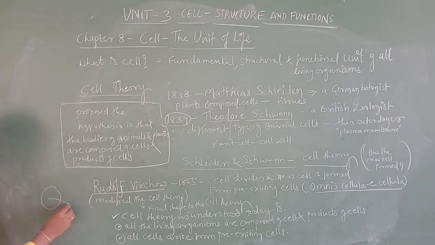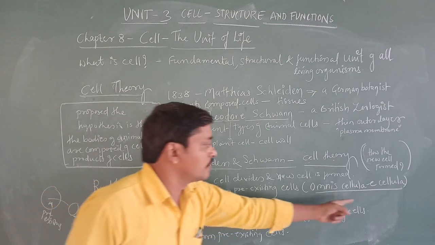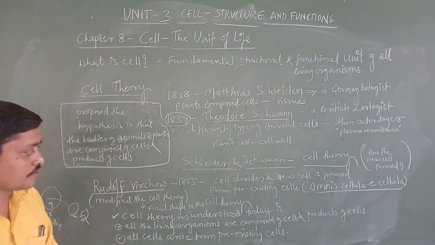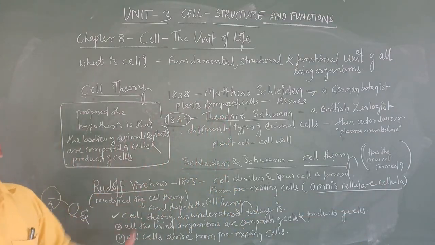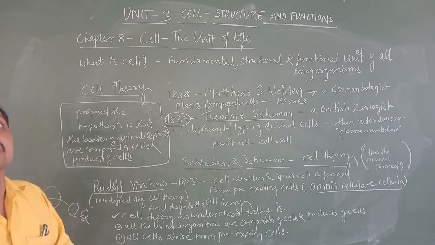Then this cell is divided into two cells. In the sense, one became two. This new cell is going to form from a pre-existing cell, that is, the cell that was there before gives rise to the next cell. That is what "omnis cellula e cellula" means. Understood? So this video is about how the cell is going to divide.